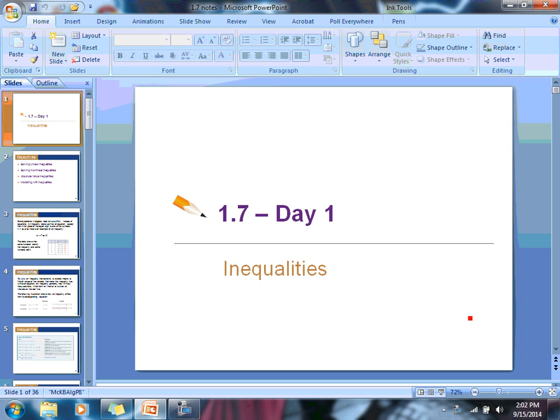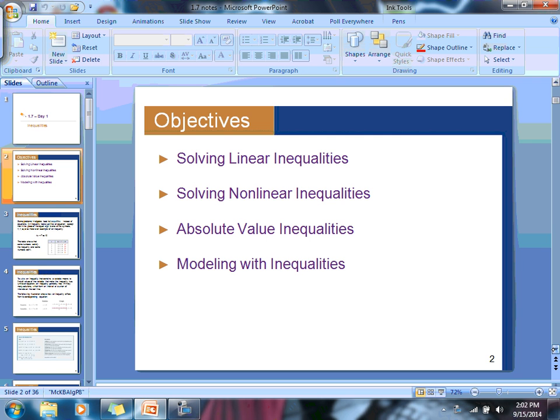And today we're going to be talking about a few different objectives. We're going to be solving linear inequalities, and we're also going to be solving compound linear inequalities. And then we're going to take a look at nonlinear inequalities as well, and those are the quadratic and the rational inequalities.